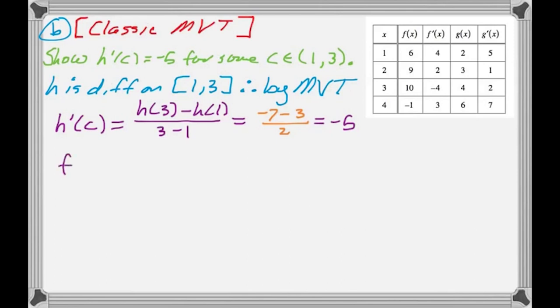And this was guaranteed for some value of c between 1 and 3 by the mean value theorem, and that's all there is to that.